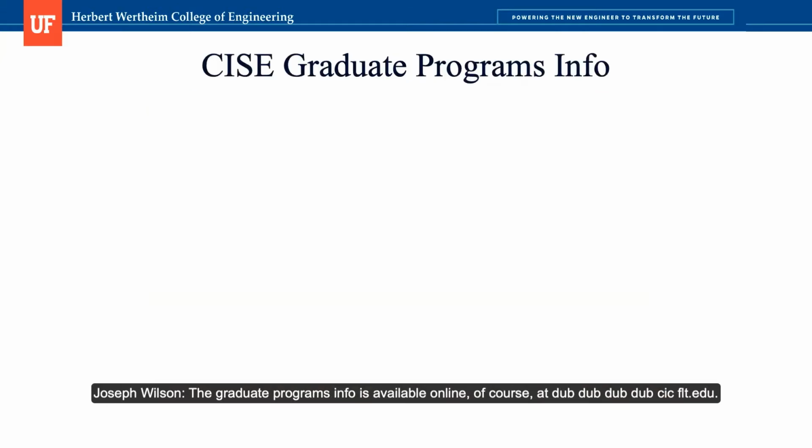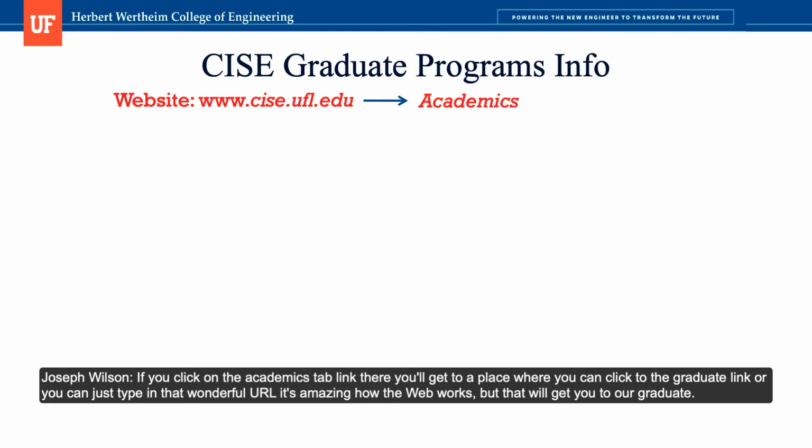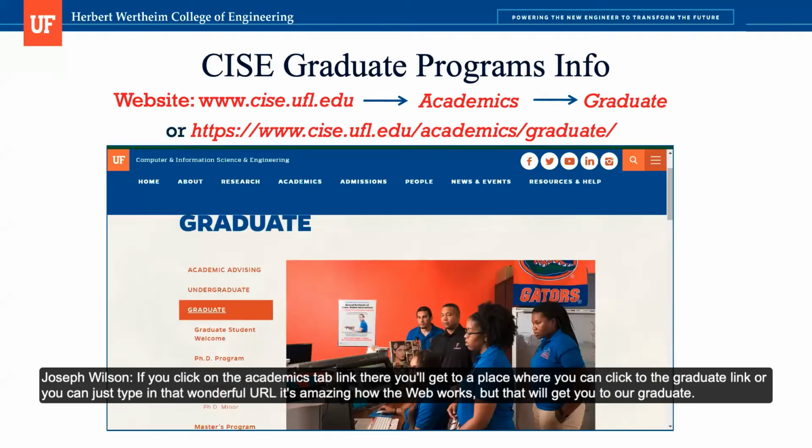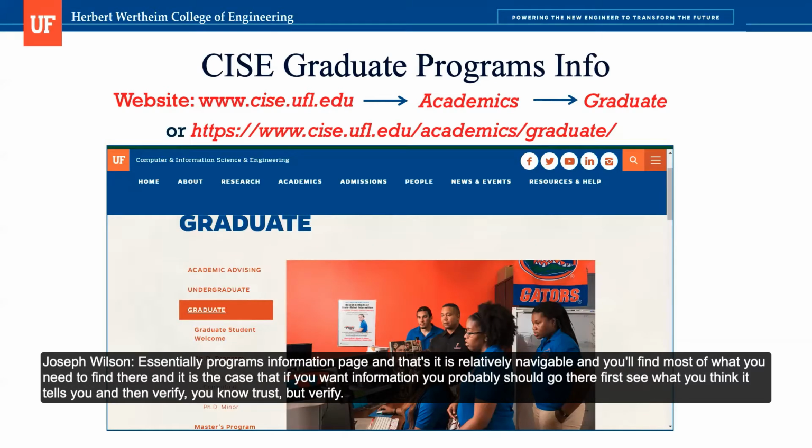The graduate programs info is available online, of course, at www.cise.ufl.edu. If you click on the academics link there, you'll get to a place where you can click to the graduate link, or you can just type in that wonderful URL. It's amazing how the web works. But that will get you to our graduate programs information page. It is relatively navigable, and you'll find most of what you need there. If you want information, you probably should go there first, see what it tells you, and then verify. Trust but verify.